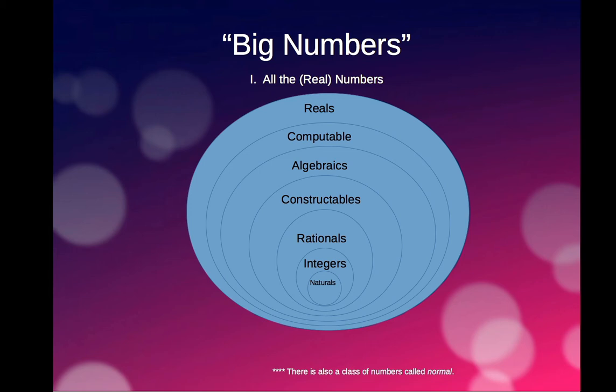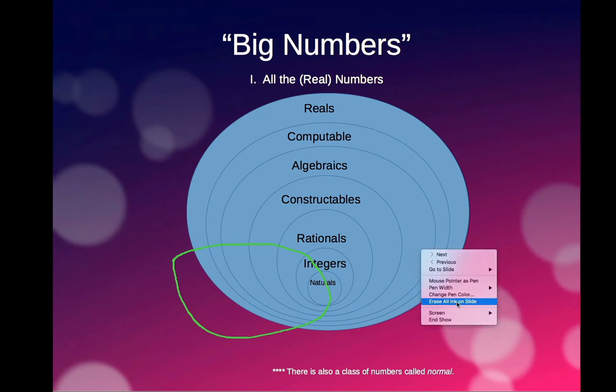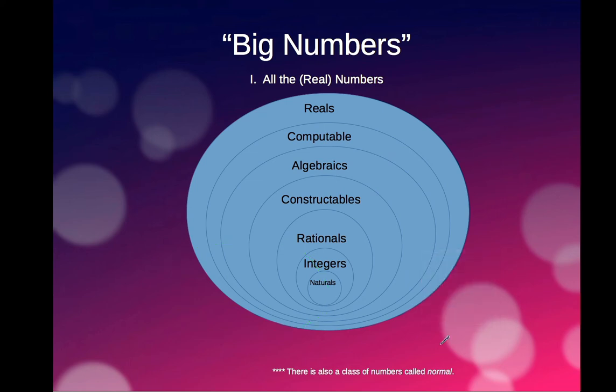The reason why I put it down here as a subclass is that if we were to draw a circle of the normal numbers, it would probably look something like this, where you might be able to find a normal number inside any of these other categories. So that's why it doesn't really belong in a beautiful circle like the rest of these guys. All right, so this is where we stand with numbers here.